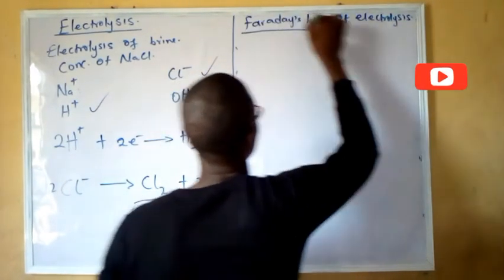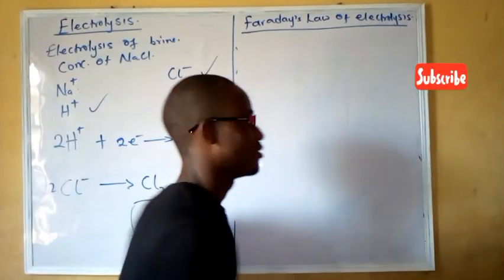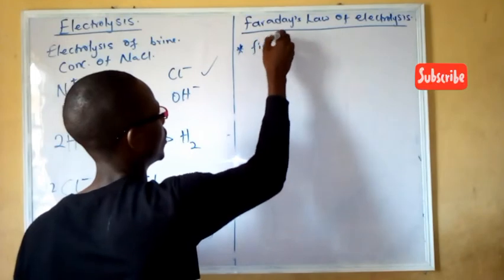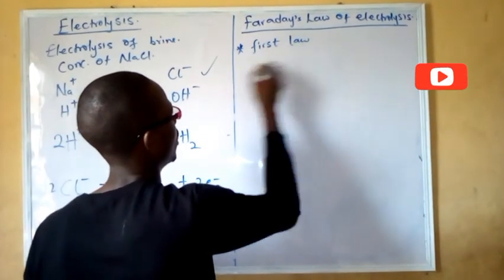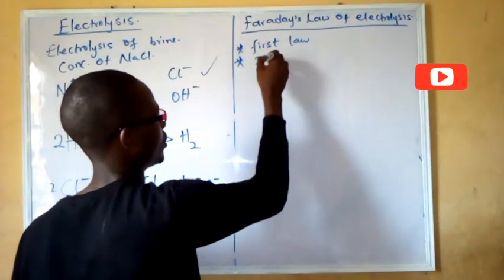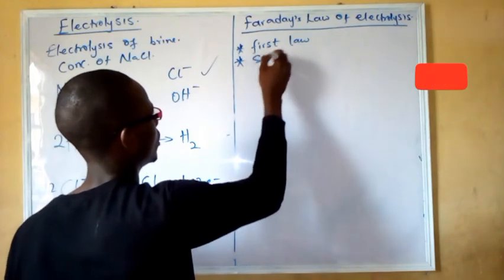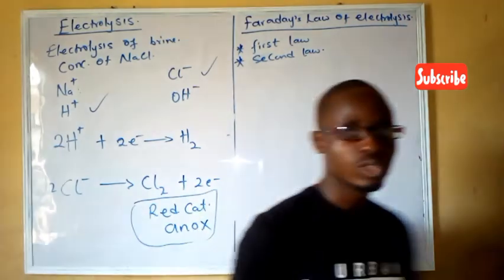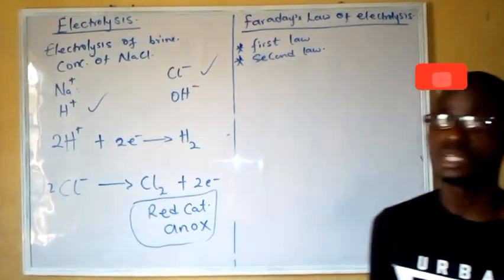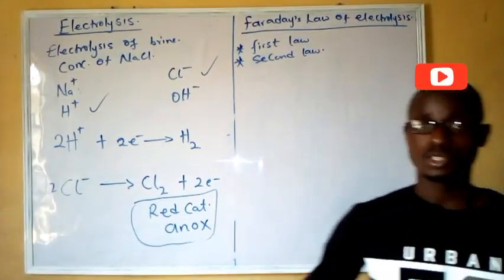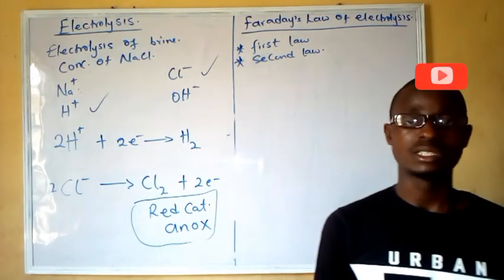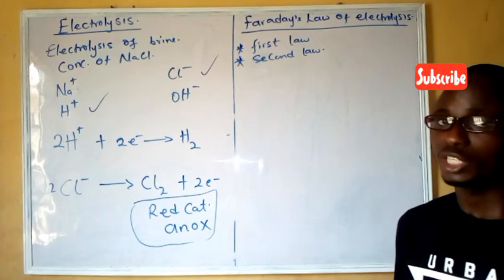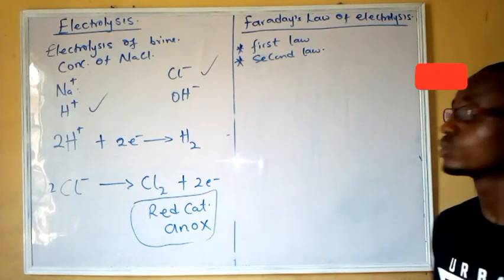So Faraday gave two laws for electrolysis. We have Faraday's first law and we have Faraday's second law. Faraday's first law tells us the relationship between the mass of element discharged and the quantity of charge passed through it. However, we have to say what charge is before we proceed on Faraday's first law.